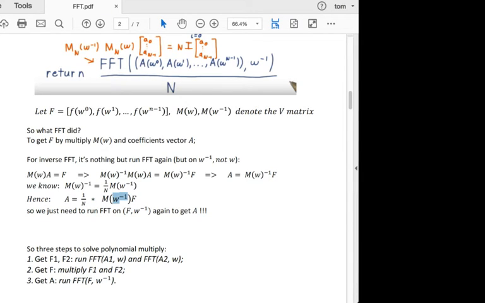And omega to the power of -1 is also one of the roots, right? So we just run FFT on this part. The vector becomes F, and the omega becomes its reverse. So we can calculate this part, and the output is also a vector, and just dividing it by n, we can get the coefficients.